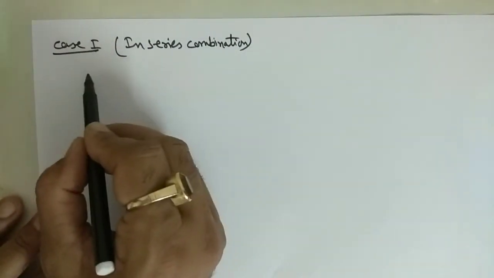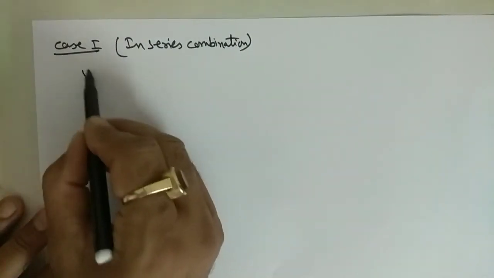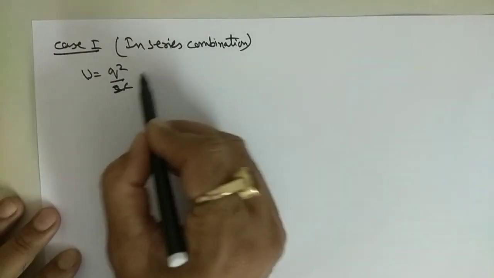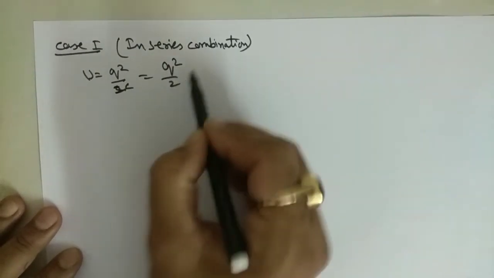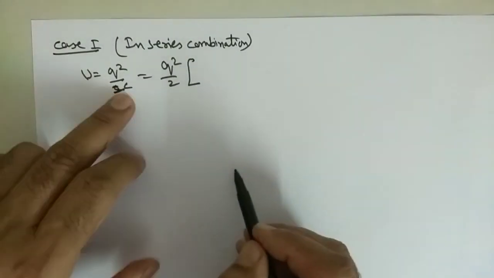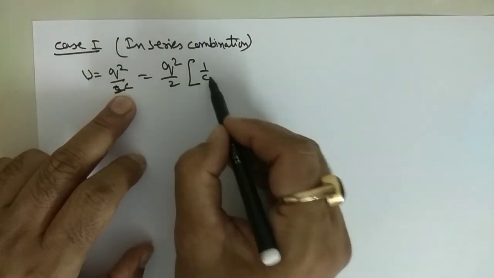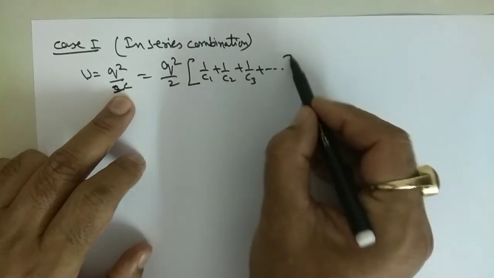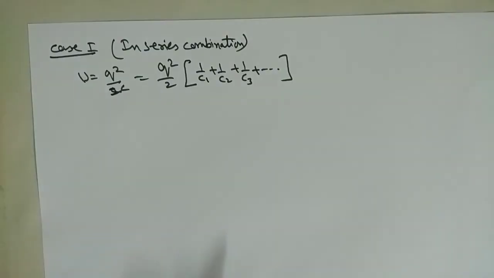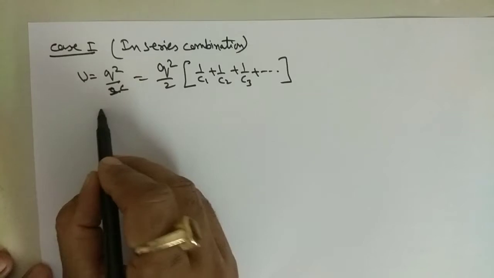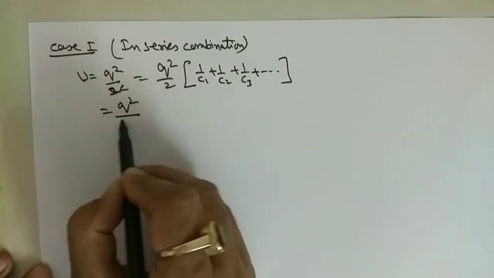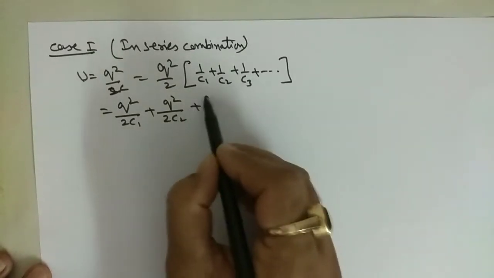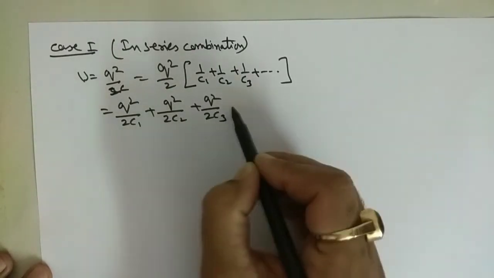We know that in a series combination the charge Q is always constant, so U is equal to Q square upon 2C, or we can write Q square upon 2 times 1 upon C. 1 upon C means 1 upon C1 plus 1 upon C2 plus 1 upon C3. Suppose some capacitors are connected in series. In that case, we find Q square upon 2C1 plus Q square upon 2C2 plus Q square upon 2C3, like this.